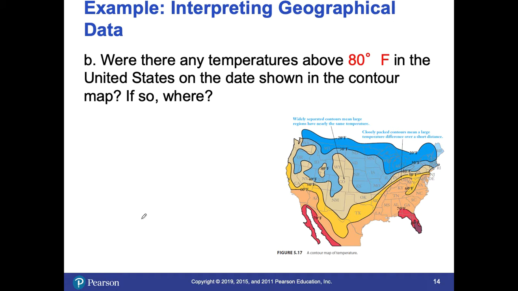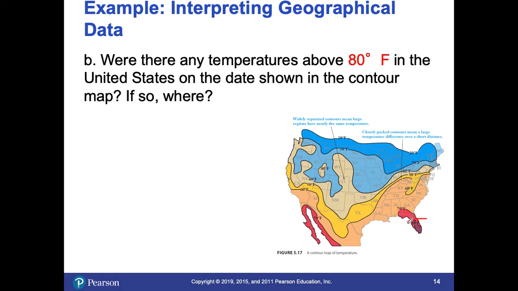Also, let's go ahead and take a look. Were there any temperatures above 80 degrees Fahrenheit in the United States on the date shown on the contour map? If so, where? Well, we'll take a look here. Now you'll notice that it doesn't actually show any area where you have temperatures above 80 degrees Fahrenheit in the United States at this particular time, except for this little tip right here.